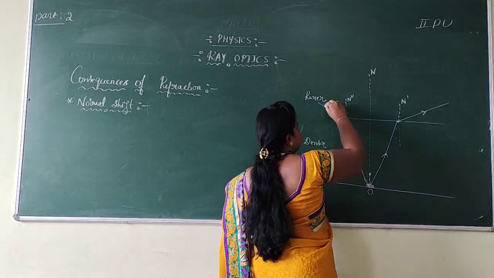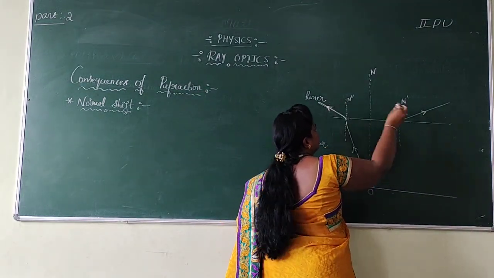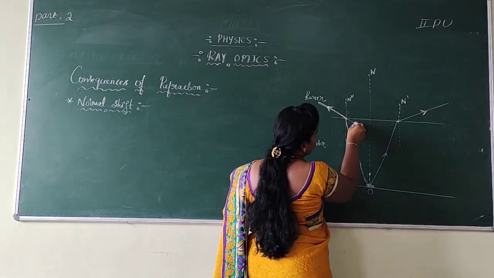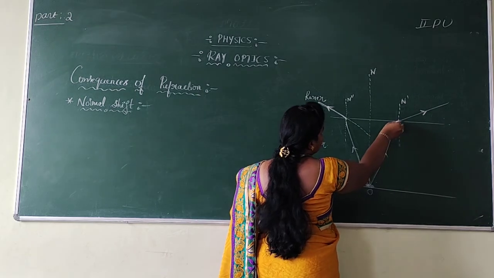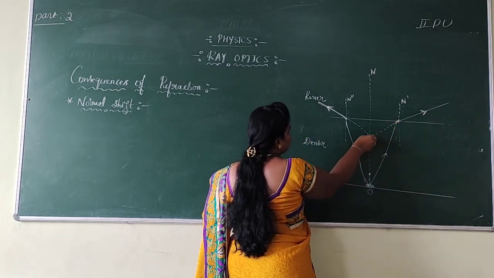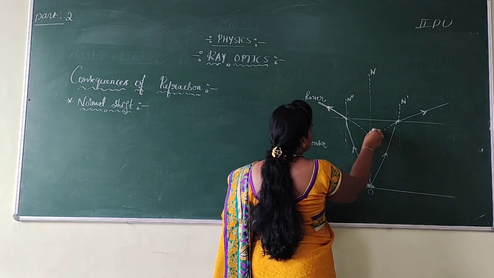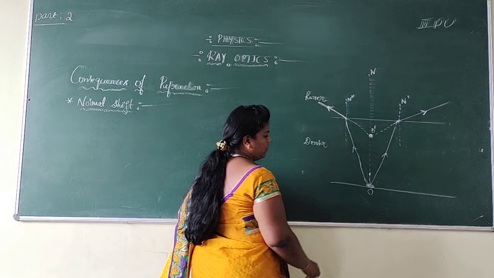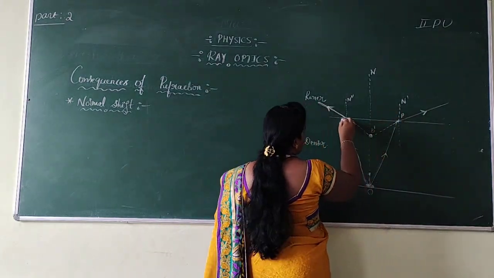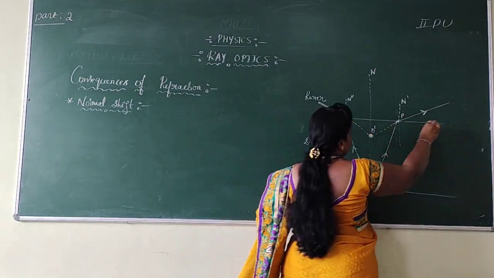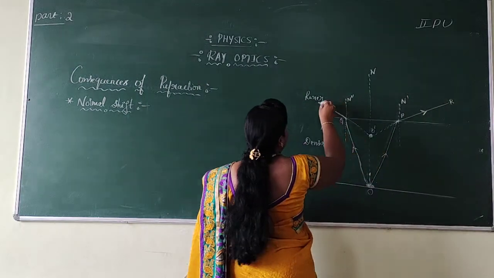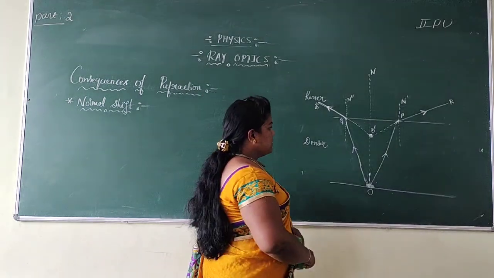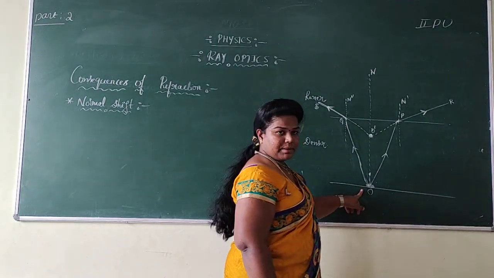Now, if I just extend these two refracted rays, you can observe that they are going to meet exactly at a single position. I am going to write this as O dash. Right, let us give the names. OP is an incident ray, OQ is an incident ray, PR is a refracted ray, and QS is a refracted ray. See, the object is exactly in a denser medium.